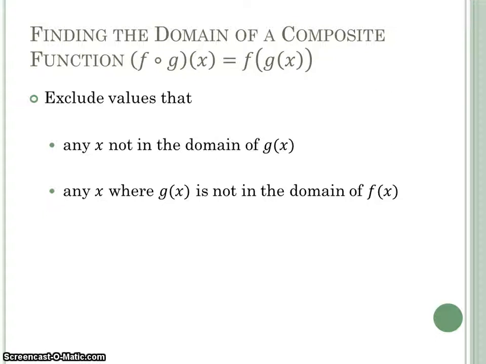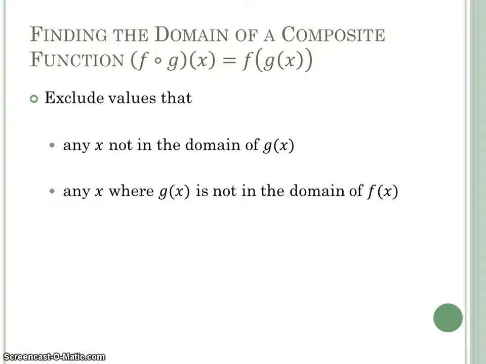So what you need to worry about, again, we're kind of more worried about what doesn't work. You need to exclude any values that are not in the original domain for g of x. If g of x is a polynomial, you don't have to worry about anything. If g of x has a fraction in it, you need to worry about a 0 in the denominator. If g of x has a radical in it, you need to worry about taking square roots of negatives. So start by excluding any value that's not in your domain for g of x.